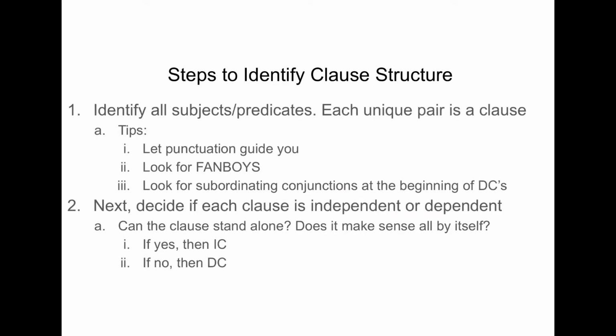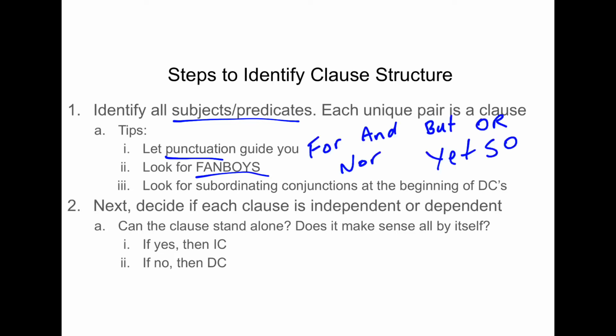Here are the steps to identify the clause structure of a sentence. Step 1. Identify all of the subjects and predicates. Each unique pair is a clause. Now you might have compound subjects and predicates in there to trip you up a little bit. Some other tips. Let punctuation guide you. If there's commas in the middle, that's a good place to recognize one clause ends and another begins in many cases. You can look for the fanboys.